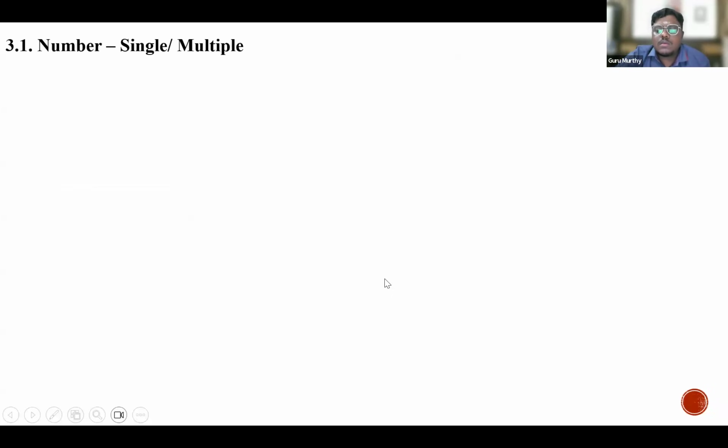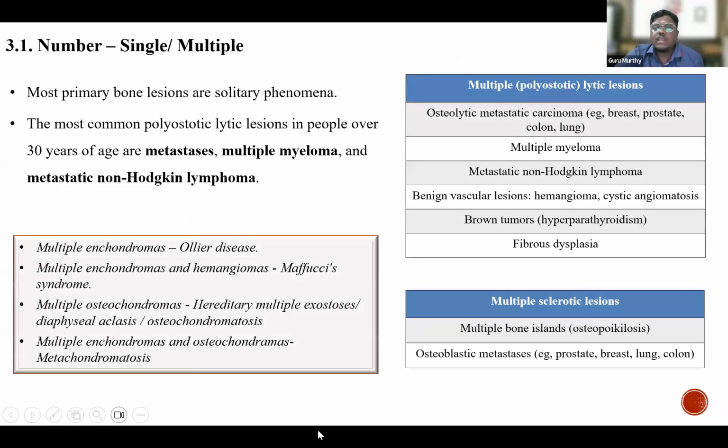Now coming to the major pillar, that is the radiological features pillar. The third pillar is the radiological features pillar. We'll start with the number of the lesions, whether it is solitary or multiple.